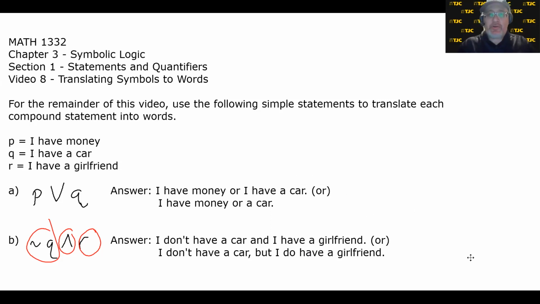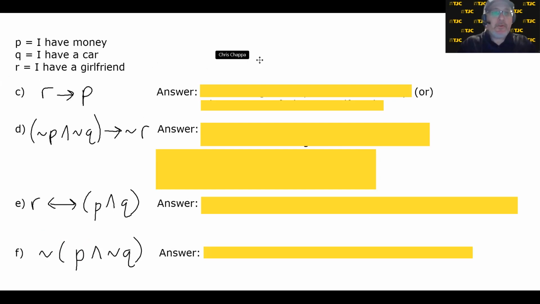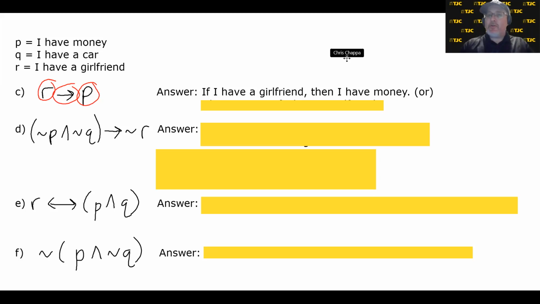All right, let's take a look at the next one. Anyway, same simple statements. P is I have money, Q is I have a car, R is I have a girlfriend. C: R points to P. Well, the arrow is the conditional, and remember that the conditional translates to the phrase if, then. So it's the split conditional. You say if, first statement, then second statement. So that should be pretty straightforward. If I have a girlfriend, then I have money. That is the literal translation.